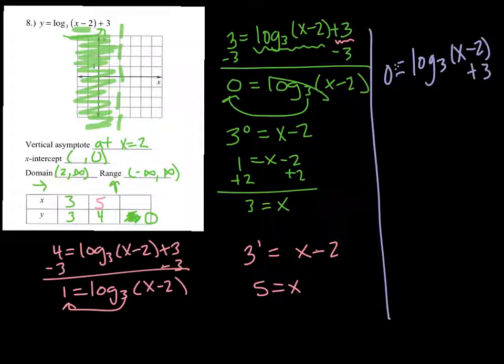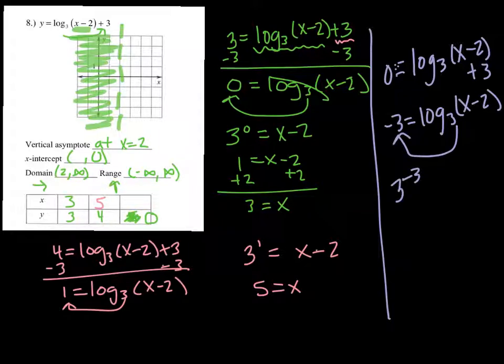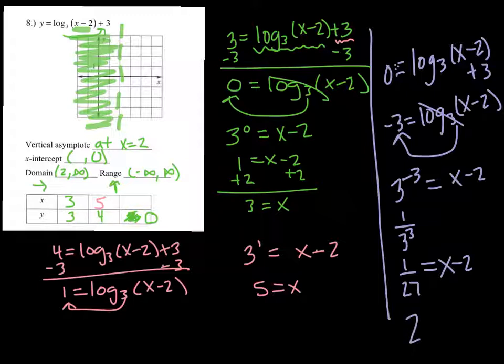So we'll subtract the 3 over and get negative 3 equals log base 3 of x minus 2. Undo the log, so make this 3 to the negative third. Log's gone, x minus 2. So 3 to the negative third, guys, and remember, exponent rules. Moves that to the bottom and makes this 1 over 3 to the positive third. So that makes it 1/27. And then we have to add the 2 over. So the x-intercept will actually be 2 and 1/27.